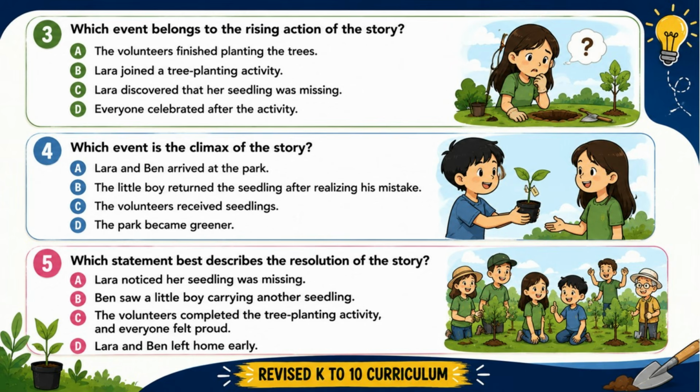Number 5. Which statement best describes the resolution of the story? A. Lara noticed her seedling was missing. B. Ben saw a little boy carrying another seedling. C. The volunteers completed the tree planting activity, and everyone felt proud. D. Lara and Ben left home early.